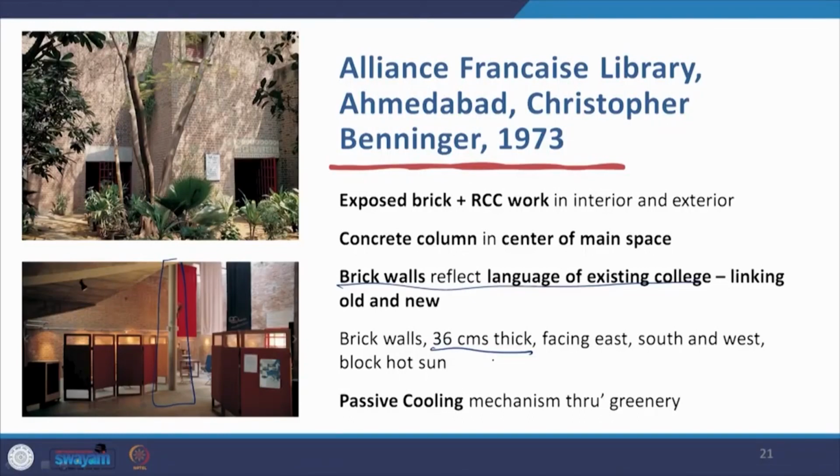There are other ideas of connecting old buildings with new buildings, and if we get an opportunity, we will look at those ideas later. Now this has brick walls which are 36 centimeters thick, facing on the east, south and west to block the hot sun, and the passive cooling is also aided through greenery. So the entire building has been designed to give a favorable climatic response.